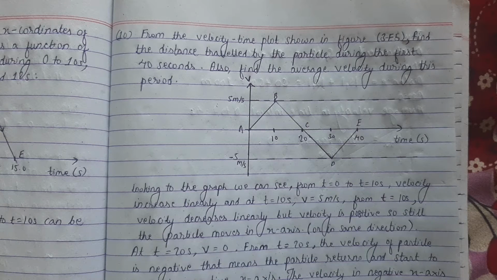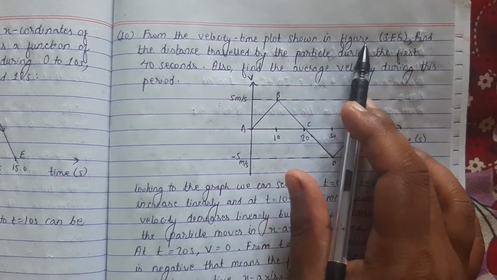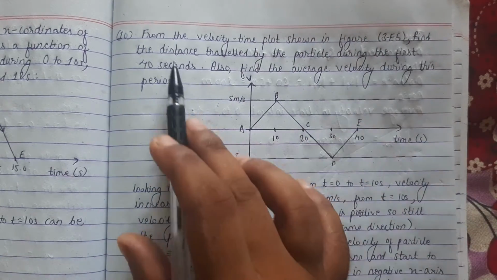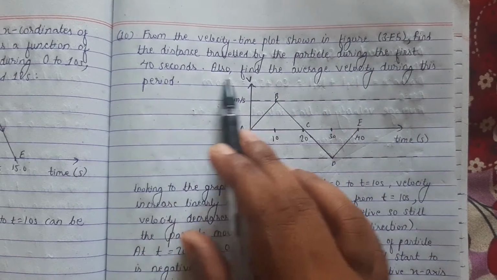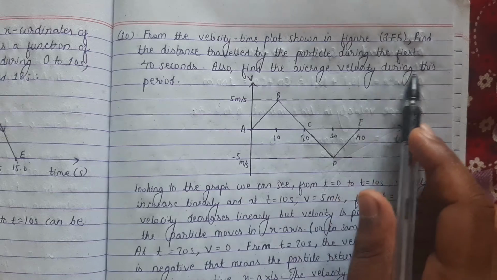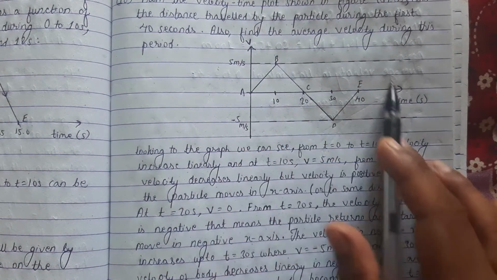SC Verma solution, chapter 3, question number 10. From the velocity time plot shown in figure 3e5, find the distance traveled by the particle during the first 40 seconds. Also find the average velocity during this period. The given graph is here.